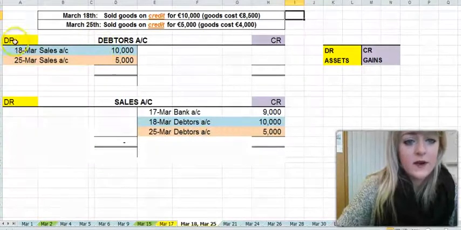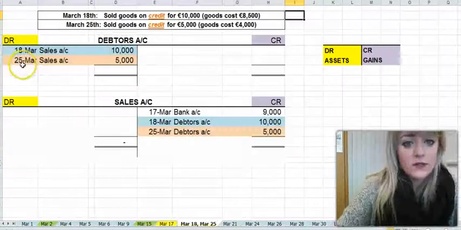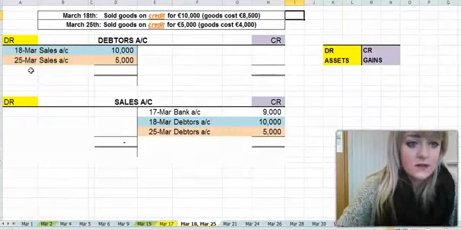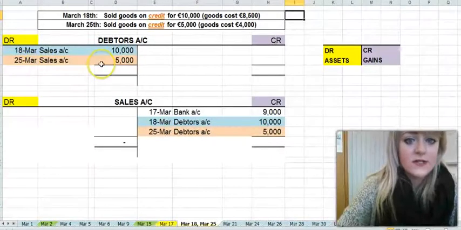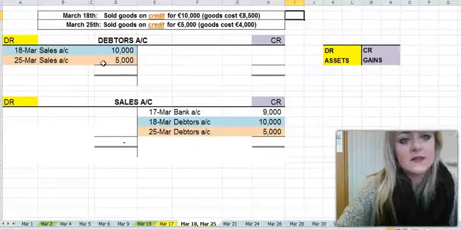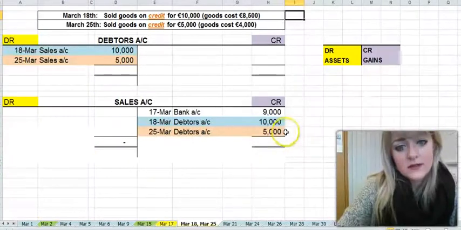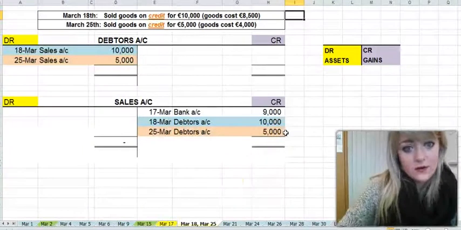And then on the 25th of March, a similar thing happened. She sold goods on credit for €5,000. So she sold them on credit, so she didn't get any money for it yet. It hasn't hit the bank account. We touch our debtors account. So 25th of March, €5,000 is debited. We debit our assets. This is an asset to us. We'll get it eventually. And then we credit our gains, so sales account on the 25th of March, €5,000.